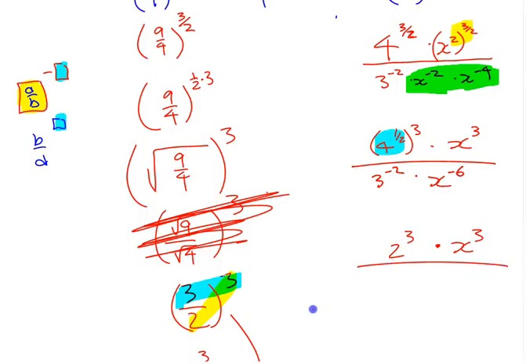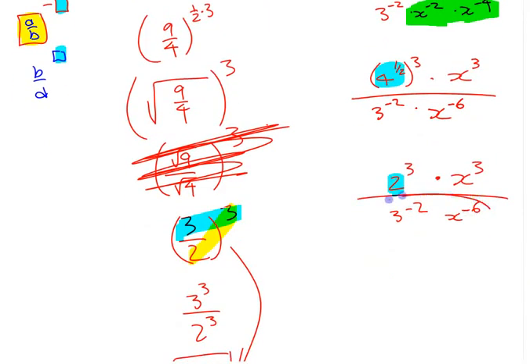Now, we've simplified the top down to this, right? 2 to the third times x to the third. The bottom here, let's think about what we're going to do with this. We have 3 to the negative 2, and we have x to the negative 6. If you have a big complicated fraction like this, and you have negative powers on the bottom, the simplest thing to do is to just put them on the top. But what can you do with them when you put them on the top? If you take this 3 to the negative 2 from the bottom and put it on the top, what can I do with it?